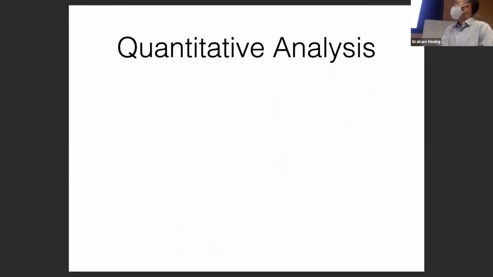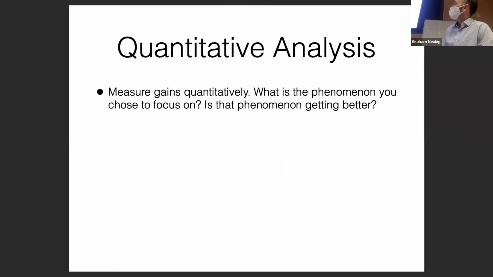Other types of analysis you can do are quantitative analysis. And normally, of course, you'll be doing quantitative analysis according to evaluation metrics. But in addition to evaluation metrics, you might want to think about what is the phenomenon you chose to focus on. And is there a way that you can measure that phenomenon in particular instead of just measuring your accuracy or your BLEU score or something like this?